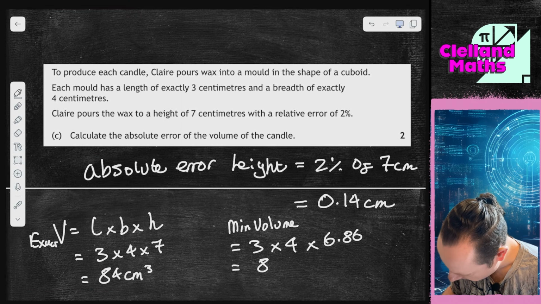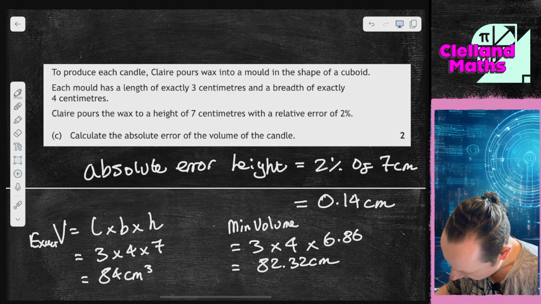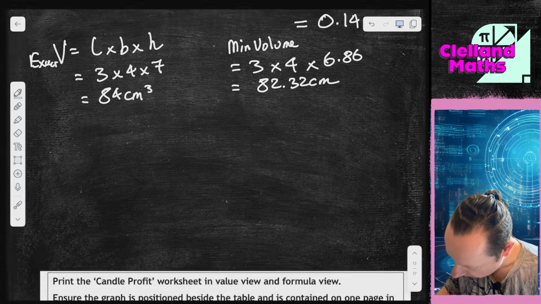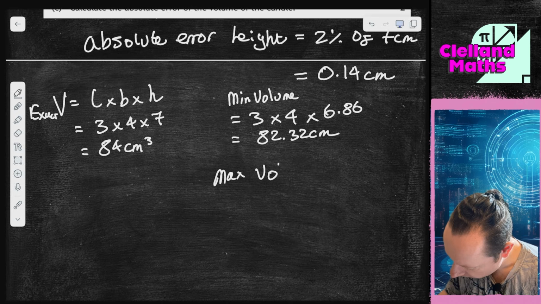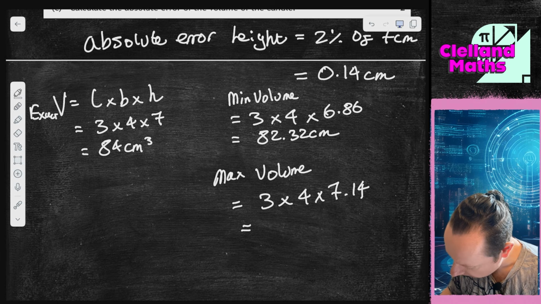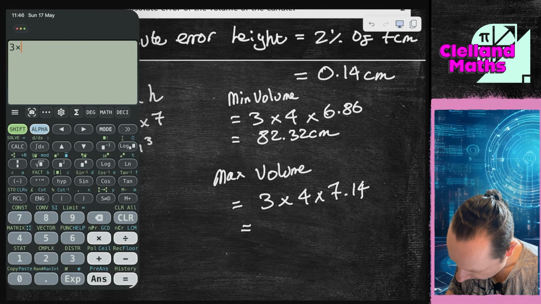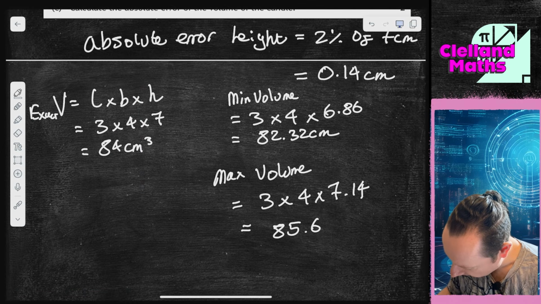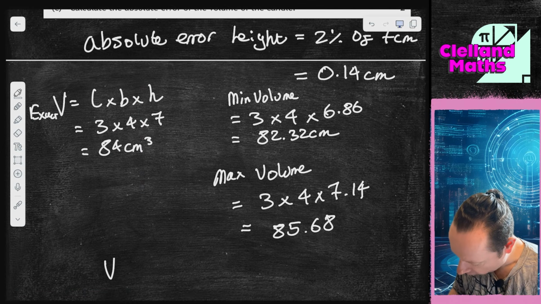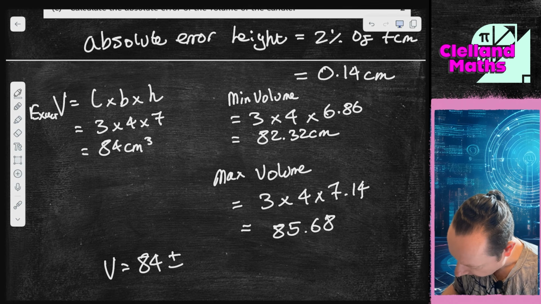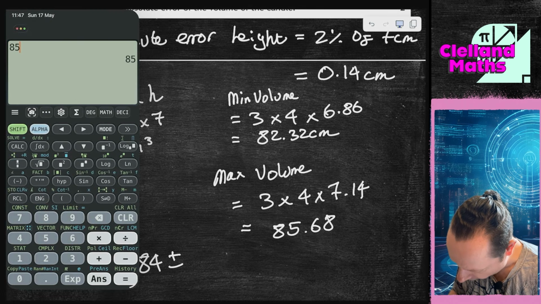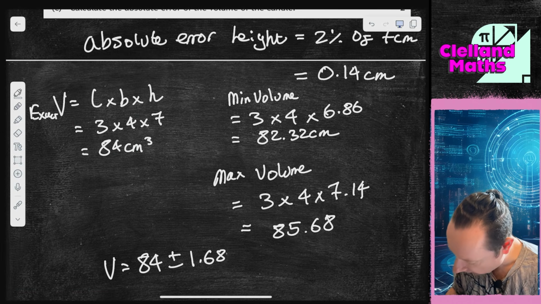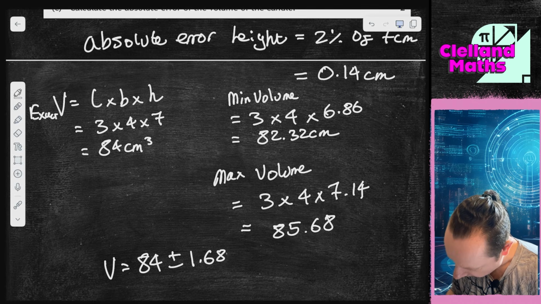Which is 82.32. And the max volume will be 3 times 4 times 7.14, which is 85.68. So that means that as a tolerance, the volume is equal to 84 plus or minus, well, 85.68 minus 84 is 1.68. And it'll be the same either side because it just went up or down by the same amount. 1.68 centimetres cubed.